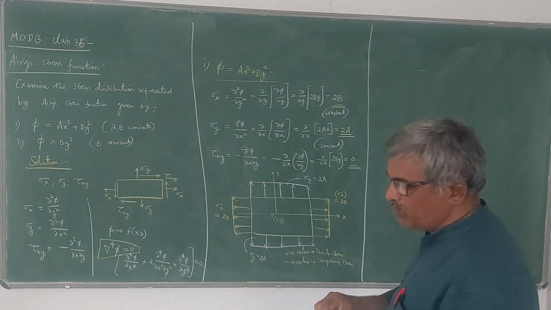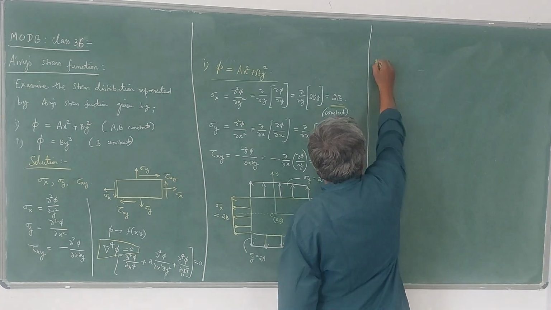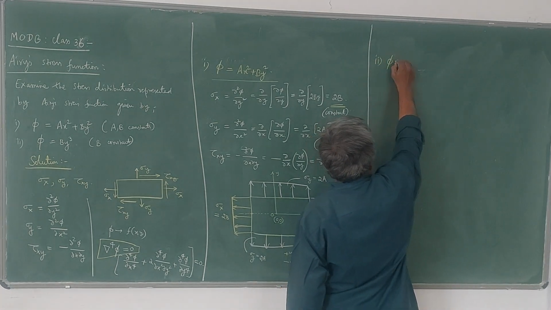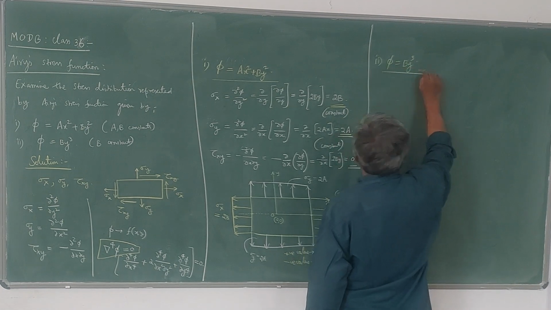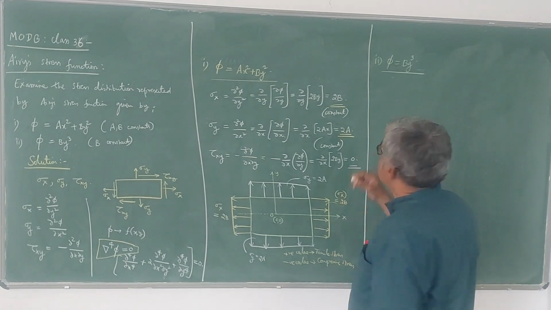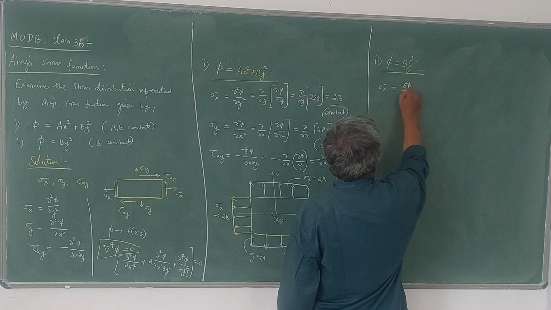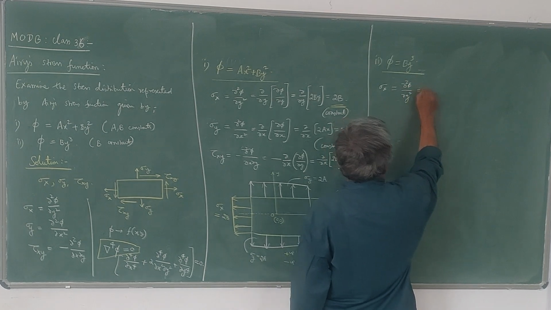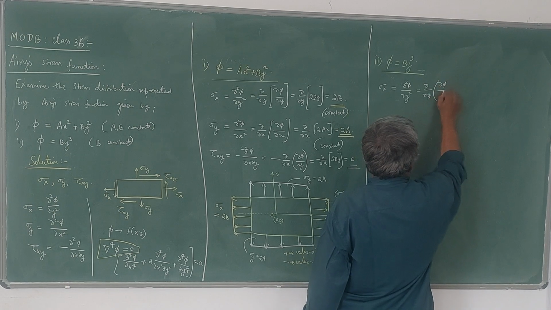This is the first problem. Now for the second problem, let us take phi as b y cube. We have taken phi equal to b into y cube, where b is constant. Now once again we have to adopt the same procedure to find the stress components. Sigma x is given by del square phi by del y square, which is nothing but del by del y of del phi by del y.